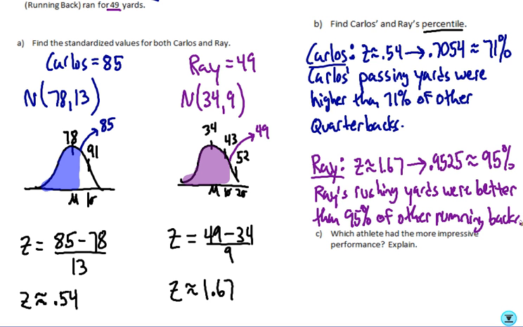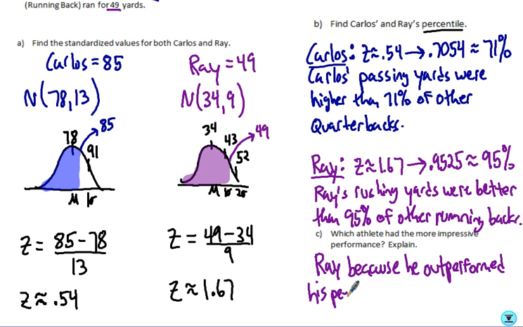So in answering the question, which player had the more impressive performance, we would say Ray, because he outperformed his peers to a greater degree than Carlos. So they both were above average. It's just Ray was more above average, right? So we would say that Ray had the more impressive performance there.